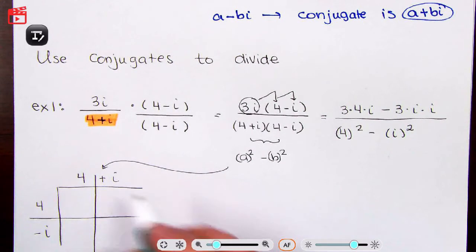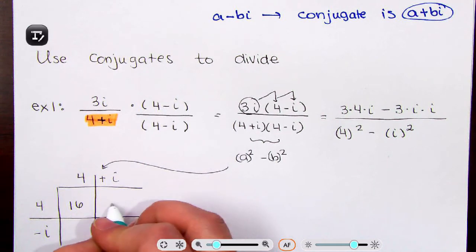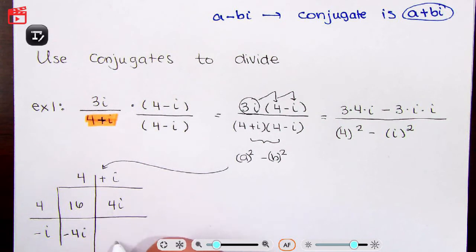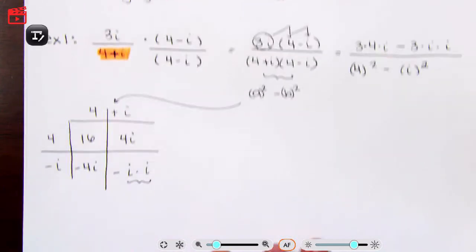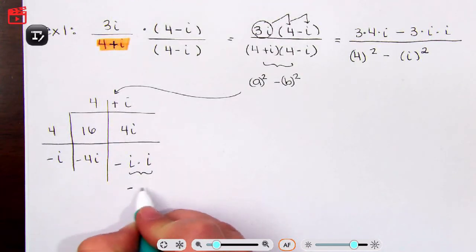Make sure you take the symbol with it. So you have 16, you have a positive 4i, you have a negative 4i, and you have a negative i times i. This right here, let me shift this up just a little bit, is equal to a negative i squared.